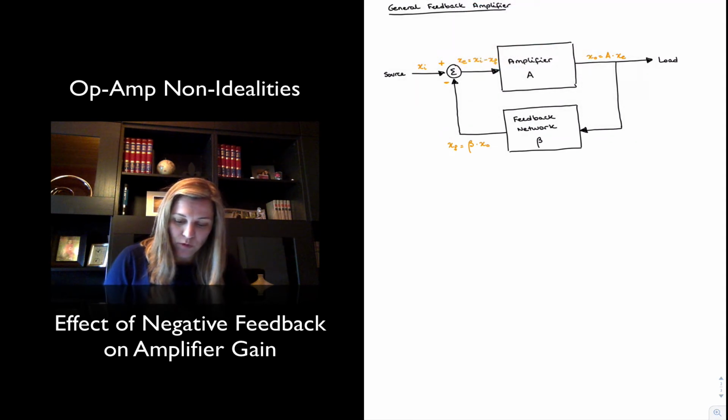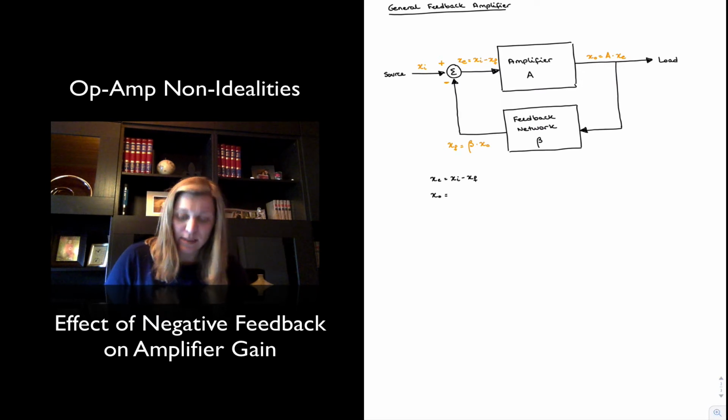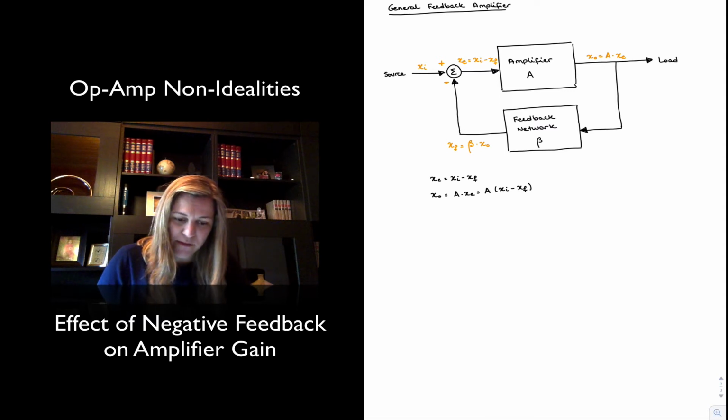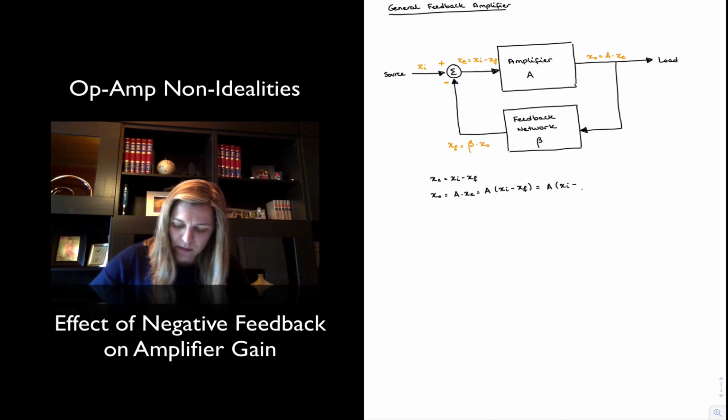So to put that mathematically, again, if the error signal is equal to the input signal minus the feedback signal, then I can express my output signal, x out, as A times my error signal, which again can be expressed as A times the input signal x i minus the feedback signal x sub f. And we just said x sub f is beta times the output signal, so I can again express this as A times x i minus beta times x out.